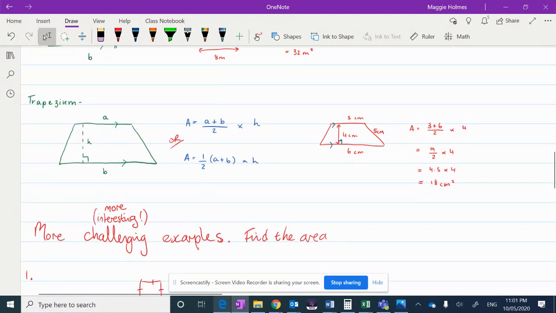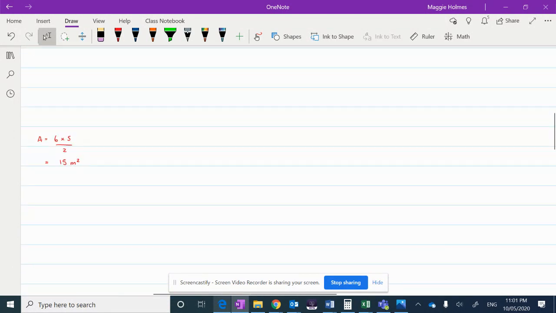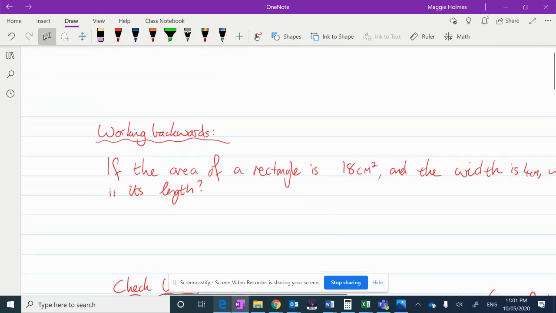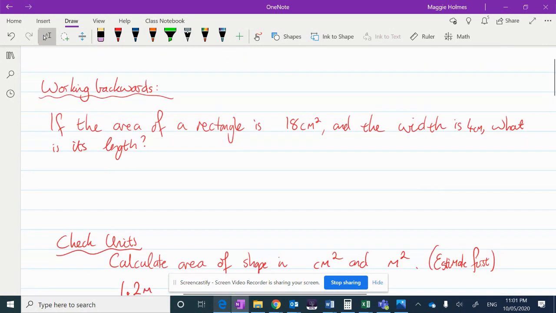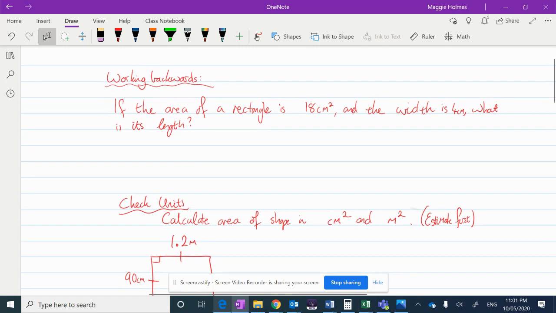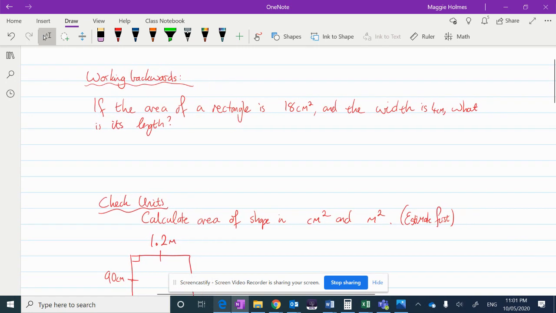All right, these are going to be in a different video, but I did want to show you a couple of extra skills that you're going to need for this exercise as well. So sometimes we are asked to work backwards. So you're told what the area of the shape is, you're told what kind of shape it is, and you're asked to find out something about the dimensions. So this is just using your algebraic rearranging skills for the formula, basically. So here's our example. If the area of a rectangle is 18 centimeters squared and the width is 4 centimeters, what is its length?